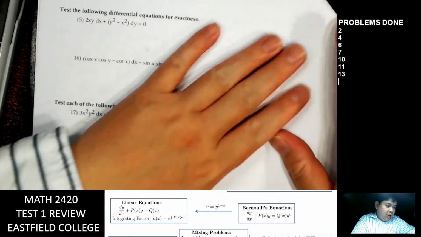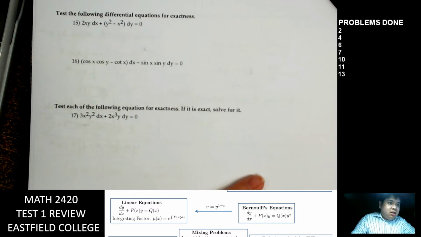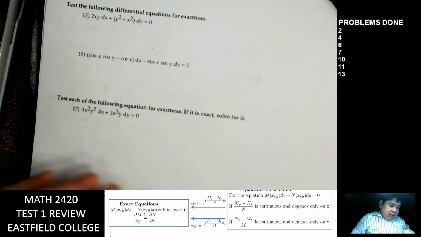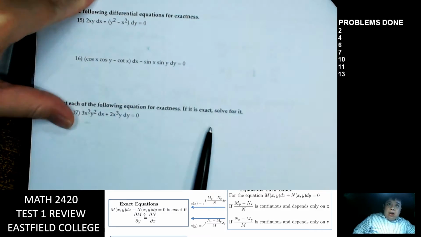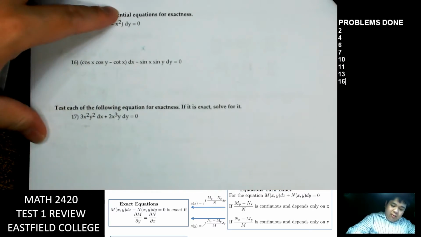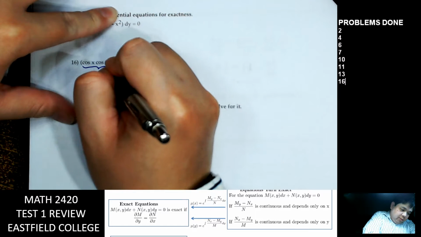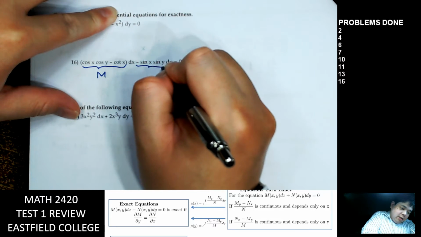Right. Next, test for exactness. So we have the exact equation is this. So let's look at 16. So this will be m, and this will be n.